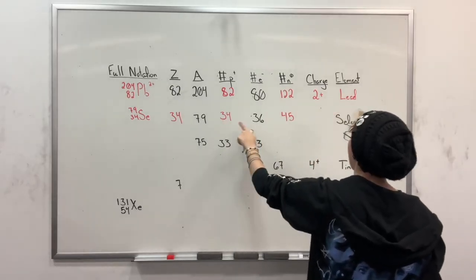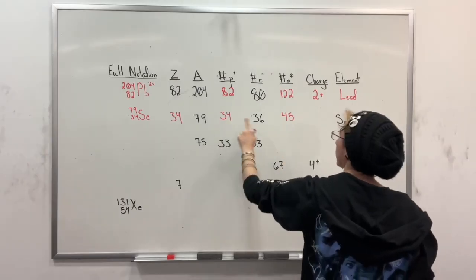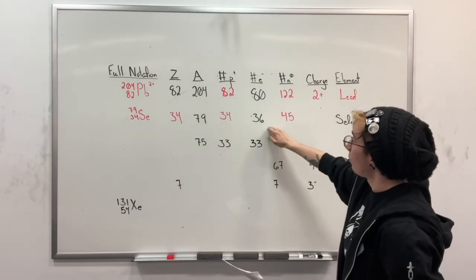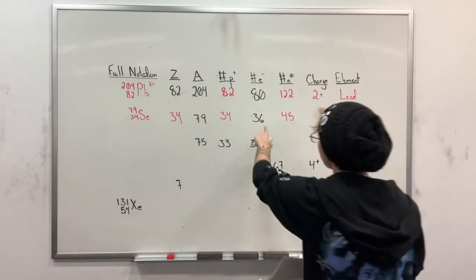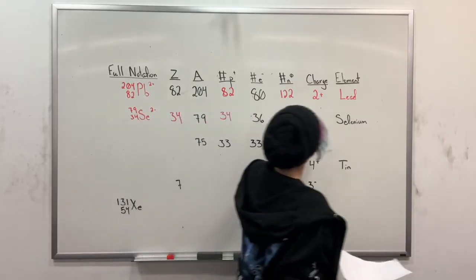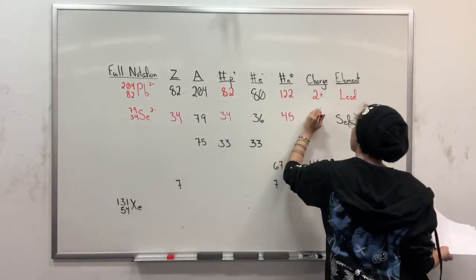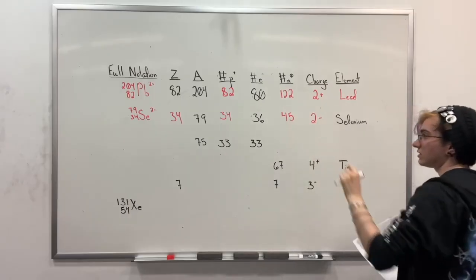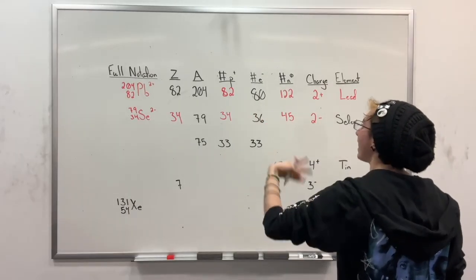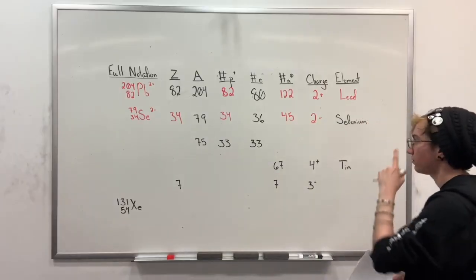Once again, looking at our differences in electrons and protons, now we have 2 more electrons than we do protons. More electrons means we're going to have a negative charge, and since we have 2 more, this element is going to have a negative 2 charge. 2 minus, to account for the additional electrons that we have compared to our protons.